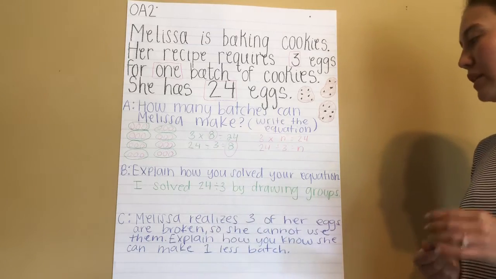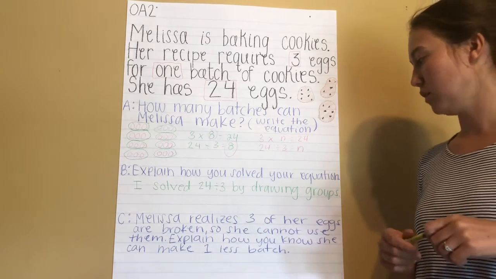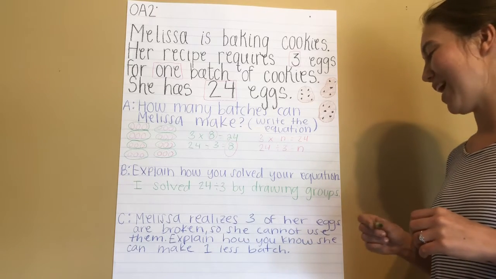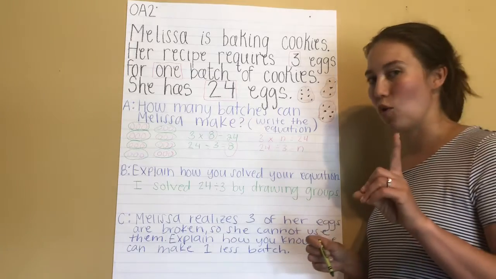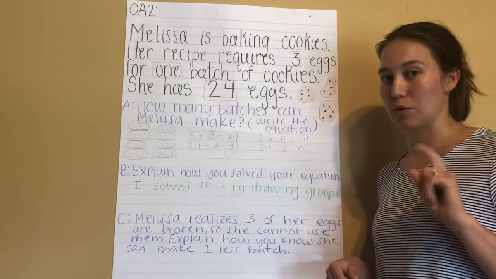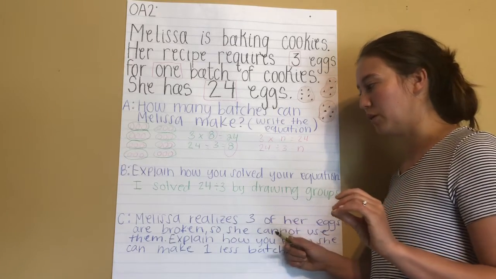C, Melissa realizes 3 of her eggs are broken, so she cannot use them. Explain how you know she can make 1 less batch. There's a lot of words. I'm going to read it one more time. This is asking a lot, so think through each part.